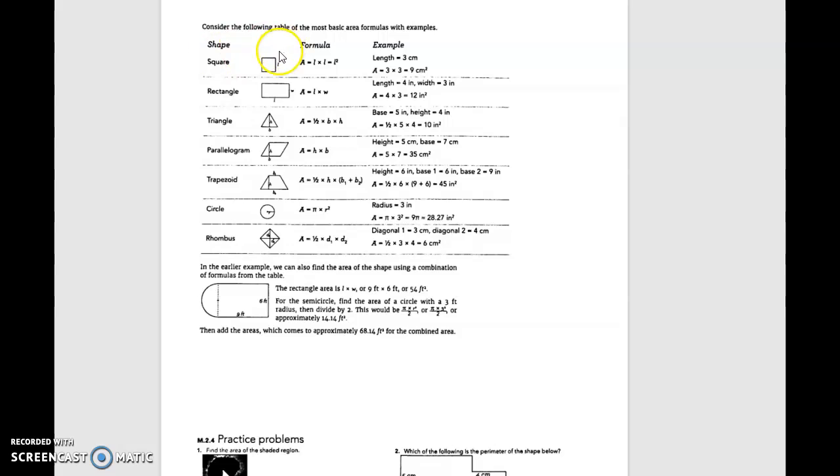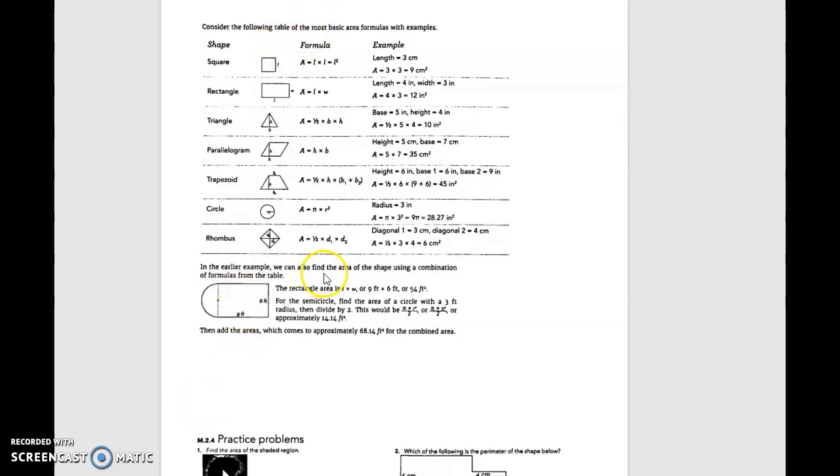Now, one thing you need to be familiar with, and one of the handouts that I gave you last Tuesday, was to watch these formulas. You have your basic square, rectangle, triangle, parallelogram, trapezoid, circles, and rhombuses. So if you basically know your area formulas, they gave you an example here, so you can look at these examples and see how to do that. Then you should be able to do well on this test.